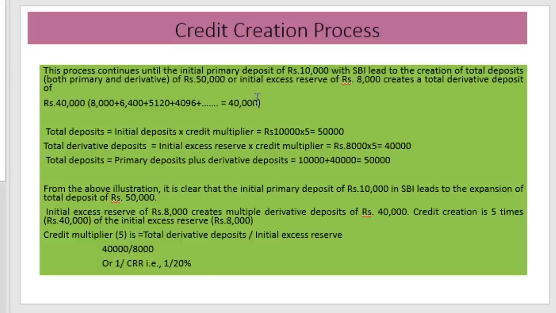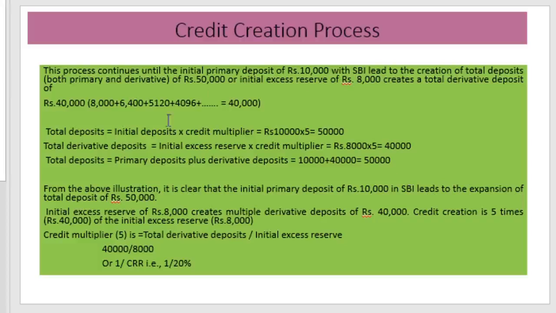How this total deposit can be calculated is given here. Total deposit means initial deposit into the credit multiplier. Initial deposit is 10,000 and credit multiplier is 1 by CRR, that is 1 by 20%, which is 5, so 50,000. Or total derivative deposit is initial excess reserve into credit multiplier. The initial excess reserve is 8,000 into credit multiplier, that is 8,000 into 5, which is 40,000. Then total deposit is primary deposit plus the derivative deposit, 10,000 plus 40,000, 50,000.